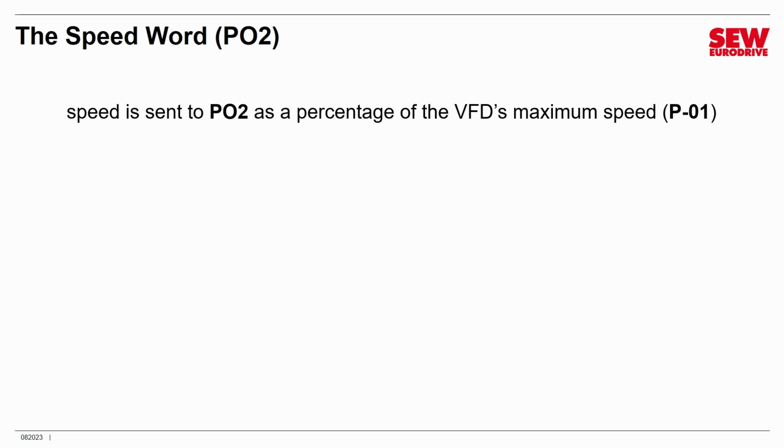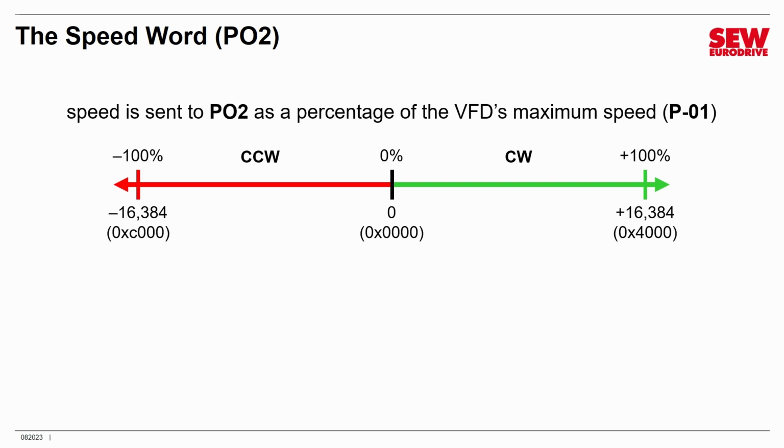All right, the next process output word, P02, is the speed control word. Now, this one takes a little explaining. It's slightly complicated because we don't send the speed as an RPM value. We send it as a percentage of the VFD's maximum speed. So you send it a number between 0 and 100% or 0 and negative 100%. If you send a positive percent, you turn clockwise. If you send it a negative percent, you turn counterclockwise.